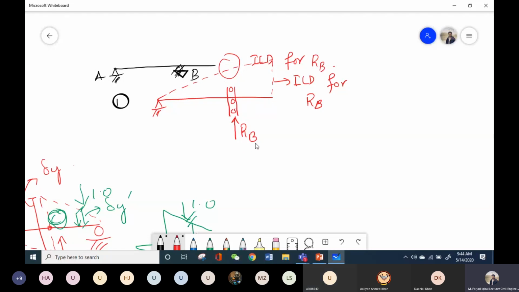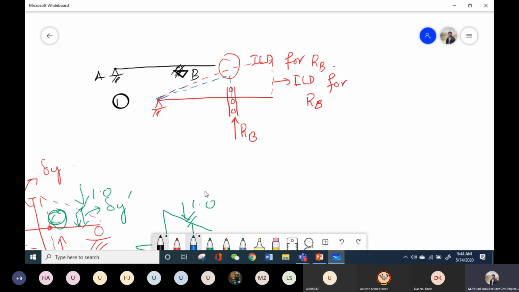When I apply the load at this point, just take a pen in your hand and apply a load, let's say at B point. What will happen? The beam will move upward as a whole, not just like this. Its deflection won't stop at this point. Just take a pen in your hand and apply a load at B point, and you will see that the whole pen will move up. It won't stop over here. So this is the whole deflected shape, and this will be equal to ILD, right?